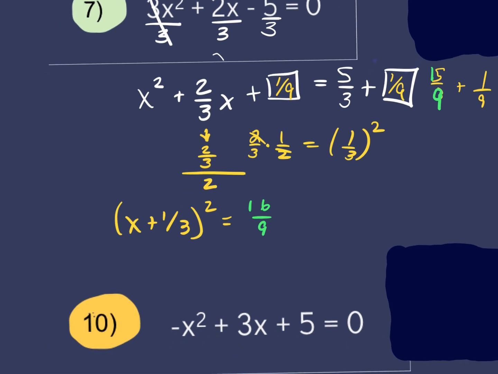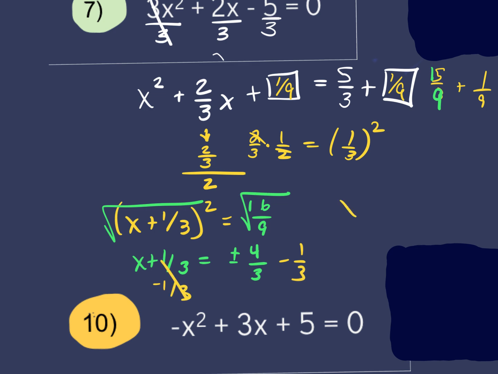Now how do I get the square to go away? Take the square root. So I have x plus 1/3 equals, what goes in front of my square root? Plus or minus. What is the square root of 16? 4. And what is the square root of 9? 3. Good. And then what's my last step? We're going to subtract 1/3. So watch. Minus 1/3. So I have x equals, do I just leave it as positive, negative 4/3 minus 1/3?